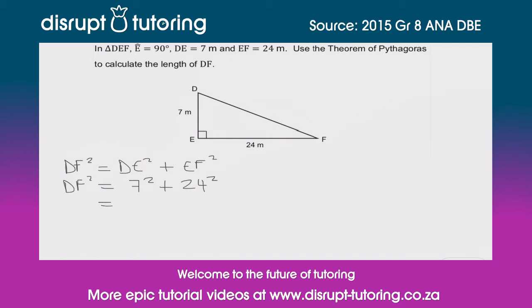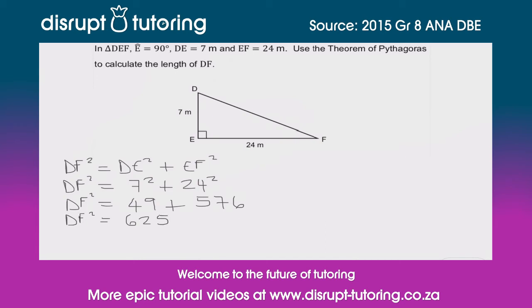Now, we need to simplify the right-hand side. So the first thing we need to do is square these numbers, then we can add them. So 7 squared is 49. And 24 squared is, I'm going to put that in my calculator quick, is equal to 576. So 576, and we still don't know what DF squared is. Now let's add 49 and 576 together, and that gives us 625 is equal to DF squared.